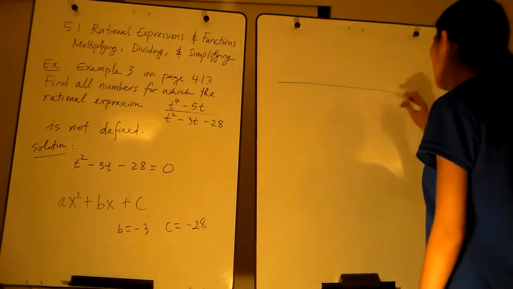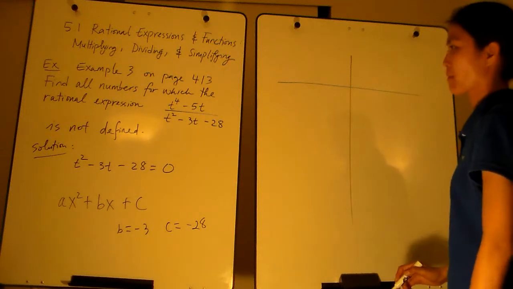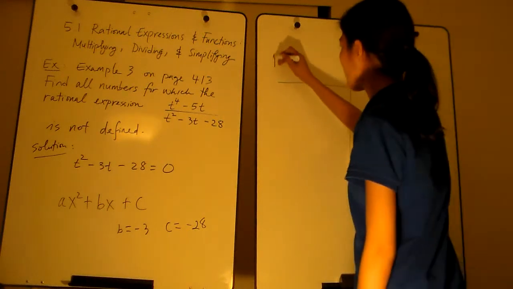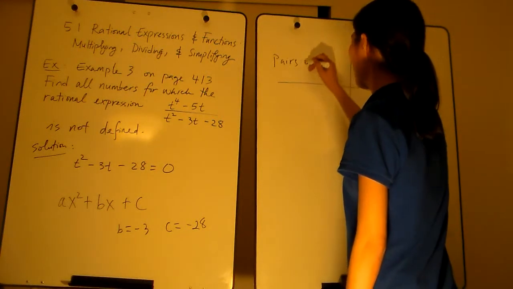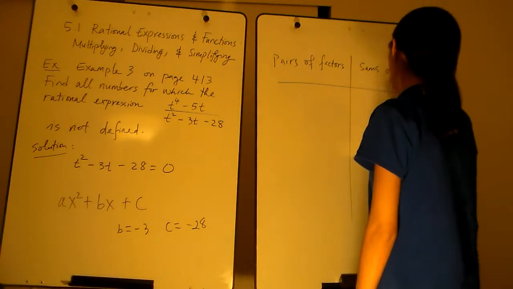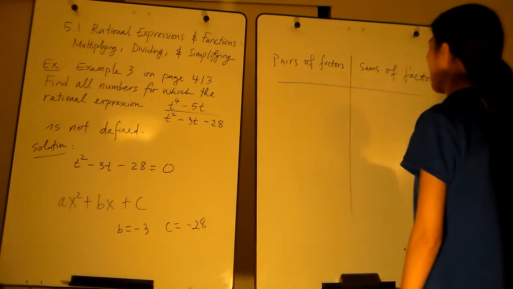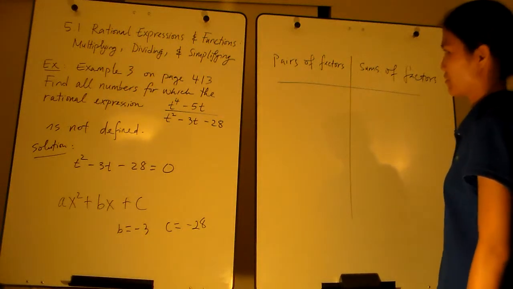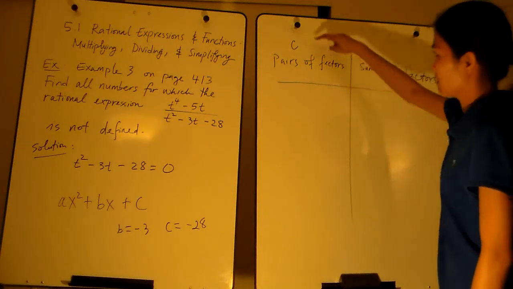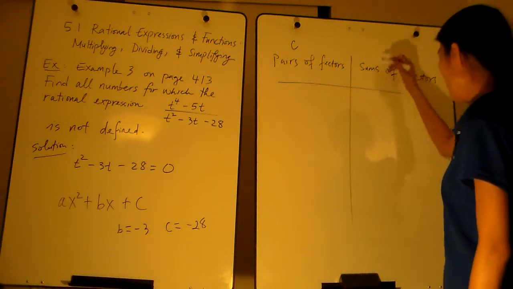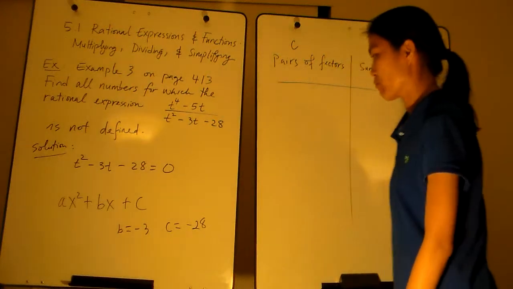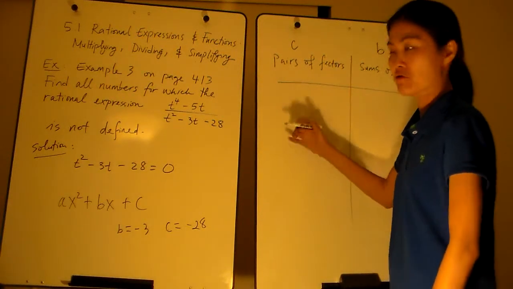Now, let's draw this. Alright, this is review, okay? This is pairs of factors. This is sum of factors. Okay, so you want to find the factors of c, so that those factors of c will sum up to make b. Okay? So what is c? C is negative 28, right? So let's find factors of c.